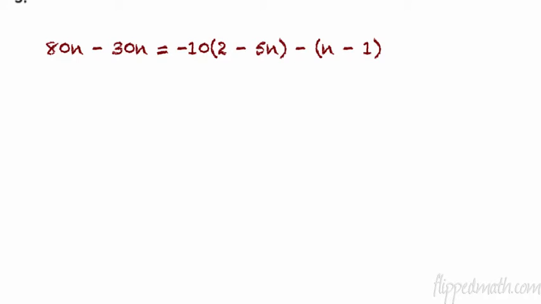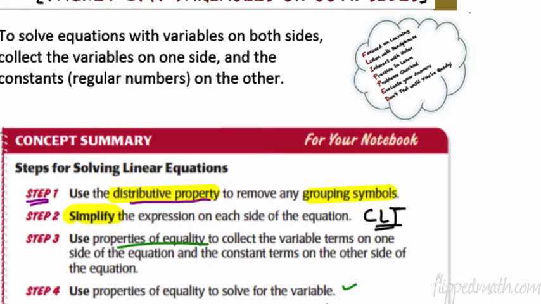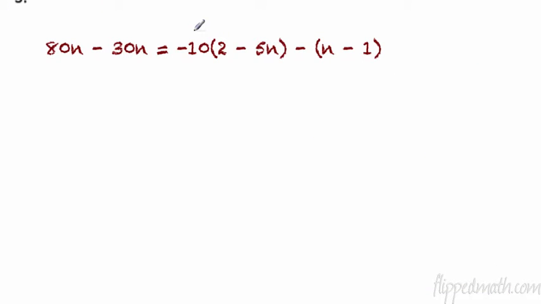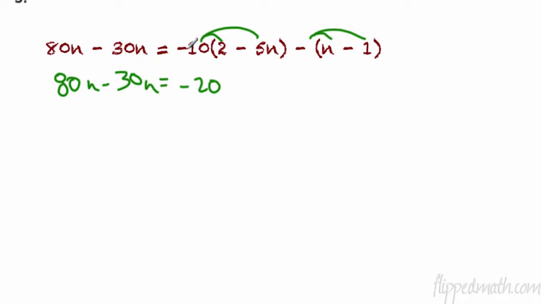We're going to go back to the steps that I gave you. All right, the first step is use the distributive property to remove any grouping symbols. So as I look at this, I can distribute here and I can distribute here. On the left-hand side, I'm not going to do anything right now. I know some of you are like, just subtract. Yeah, we can. But I'm going to look at the distributive property. That's the step we're going to take. I'm going to get negative 10 times 2. That's negative 20. And then negative 10 times a negative 5n, that's a positive 50n.